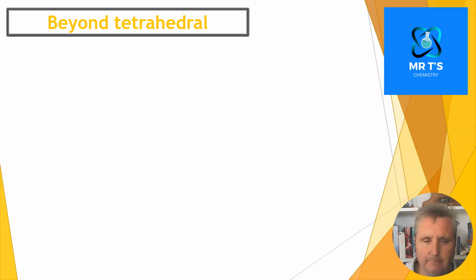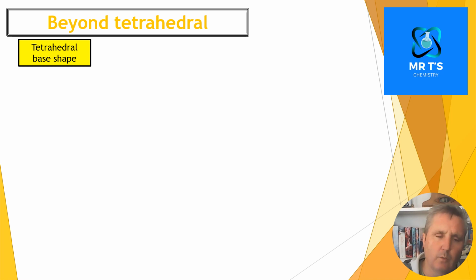Okay, let's get going. Up until this point, if you're watching this video, you should be familiar with shapes that are based on tetrahedral and shapes that are based on trigonal planar. Those shapes you might have had practice writing and explaining why they have the shapes that they do, and why they do or do not have a polarity.